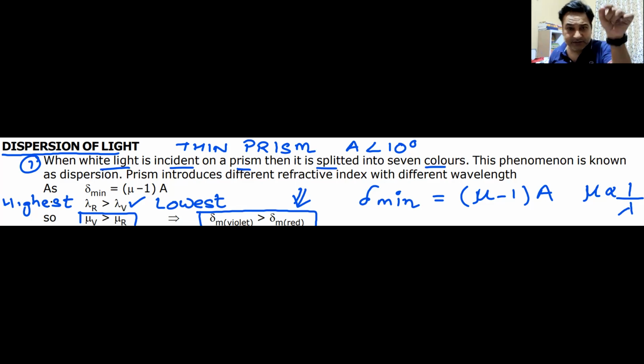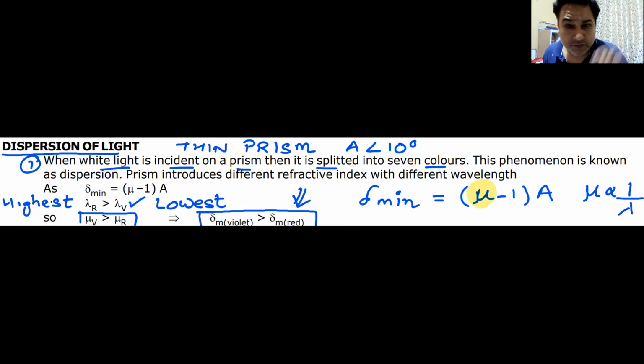Light, whenever it is passing through a prism, it gets deviated. This deviation depends on the value of mu. White light does not have a single wavelength. White light has 7 different wavelengths. Since it has 7 different wavelengths, there are 7 different mu's for all those colors.